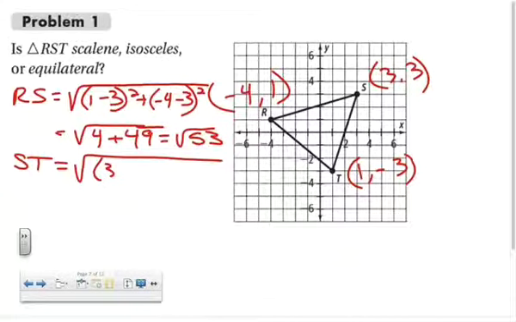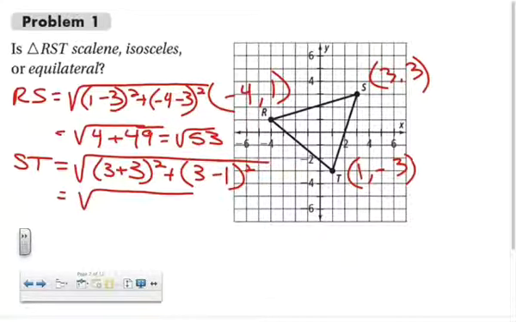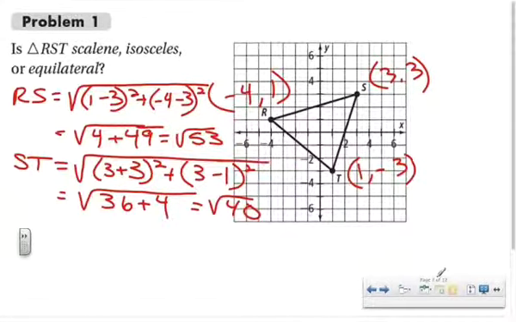3 minus -3, or 3 plus 3, squared, plus 3 minus 1, squared. So this is 36 plus 4, or the square root of 40. Do we have an isosceles triangle yet? No? So far I got buckus. That's an old person word. RT, last one.